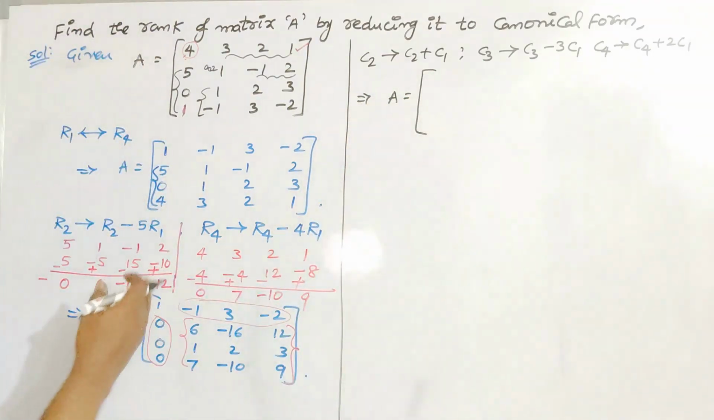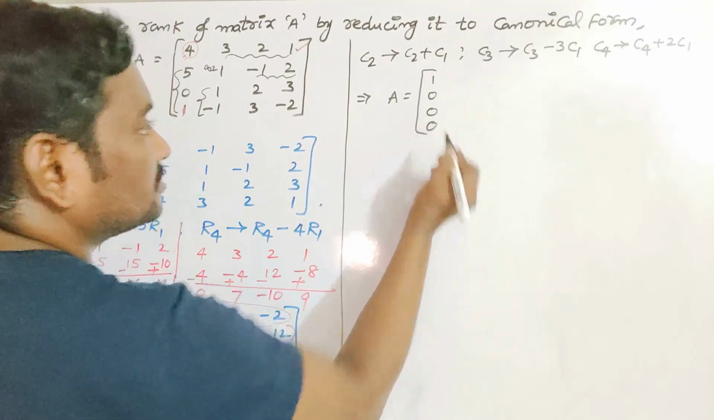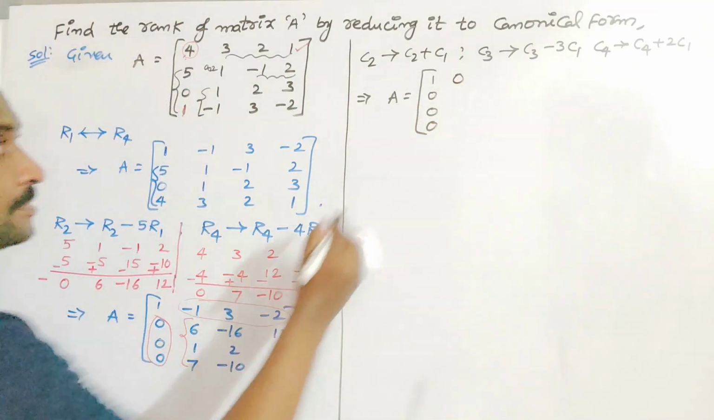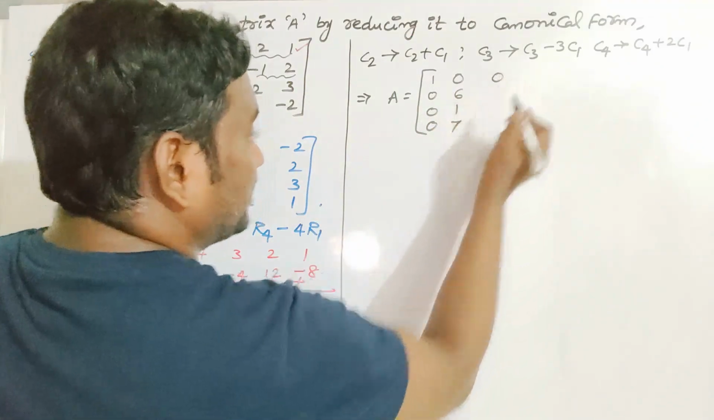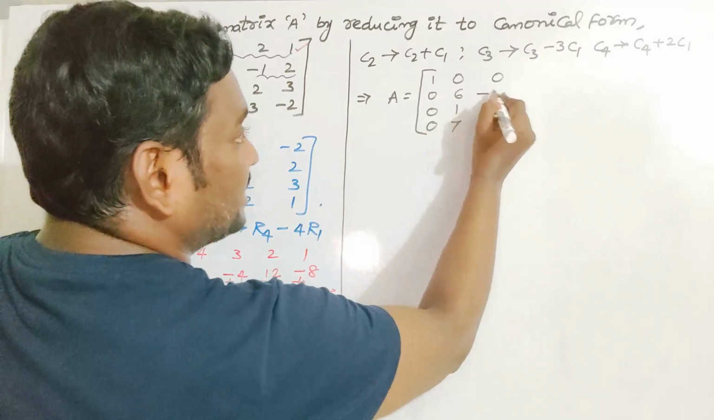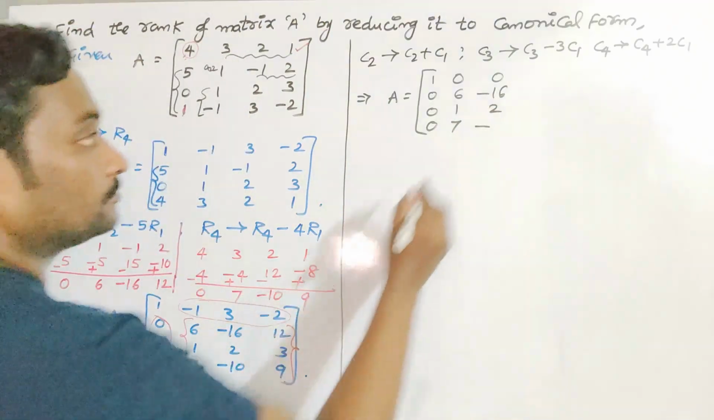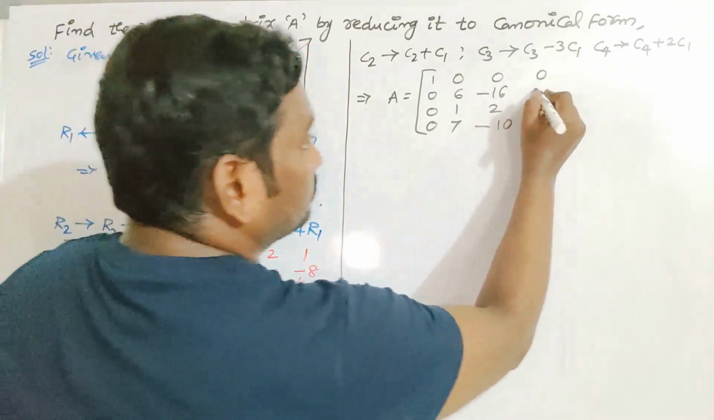So you can write the elements column-wise whenever we are applying column operations. 1, 0, 0, 0. This is 0. Remaining 3 elements are the same: 6, 1, 7. Next, this is 0, remaining 3 elements are the same: minus 16, 2, minus 10. This is 0. 12, 3, 9.